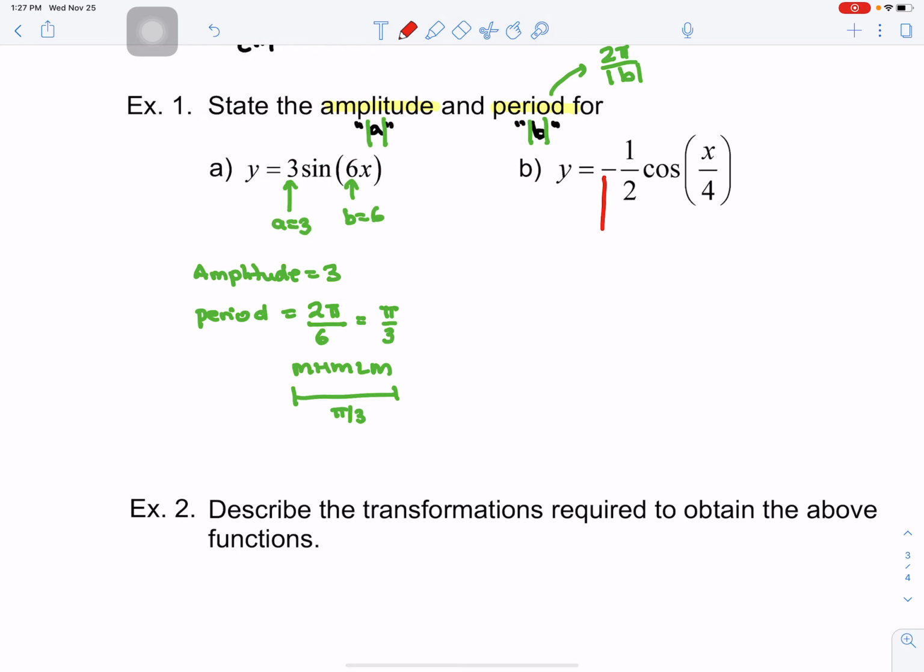In this graph, we have a reflection in the x-axis. Now I'm thinking of my cosine pattern, but reversed. So my cosine pattern is high, middle, low, middle, high. But now I reverse it: low, middle, high, middle, low. So it's going to do a low, middle, high, middle, low pattern. My amplitude is 1/2.